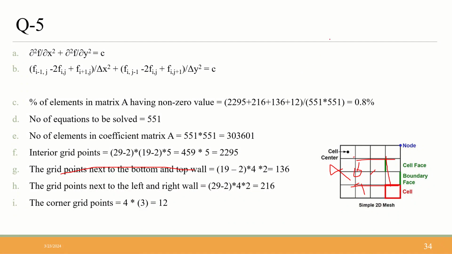4 points. So it is like 19 minus 2. So like here we have 19 minus 2 points. Like here we have divided into 20. So it is 20 plus 1, we have 21 grid points minus.